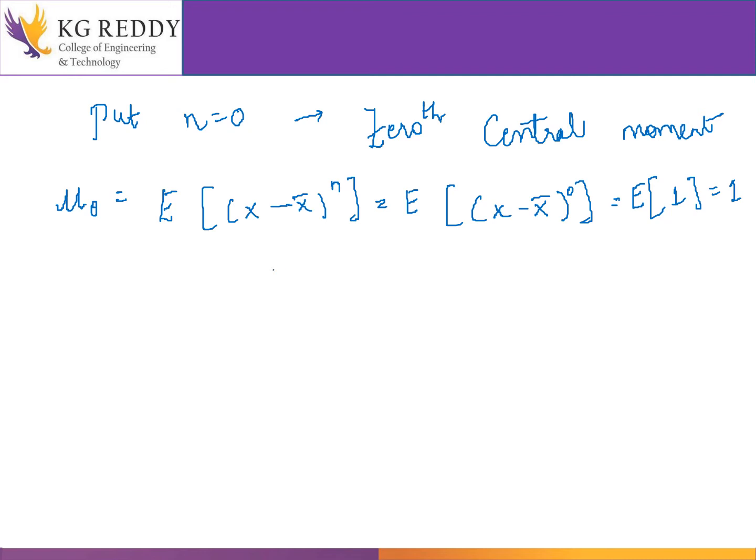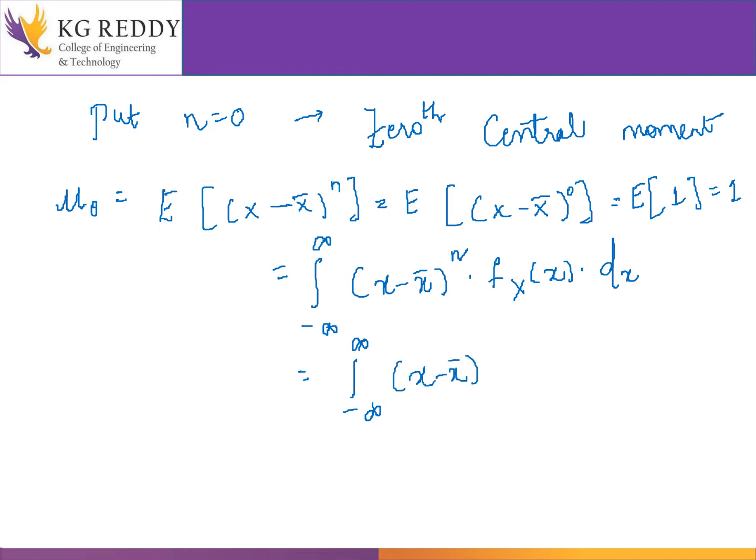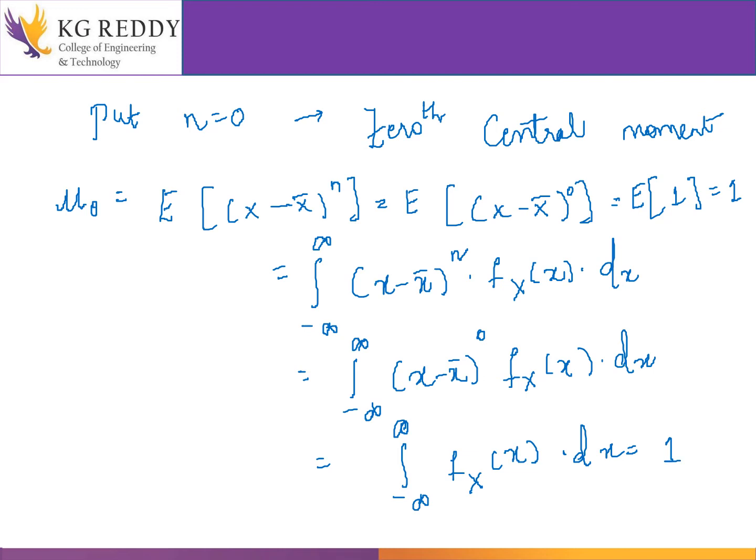Also you can elaborate this by writing the formula, that is integration from minus infinity to infinity of x minus x bar raised to n, fx of x into dx. Now I'll put n is equal to 0 here. So this is raised to 0, fx of x into dx. I'll be left with only the integral from minus infinity to infinity of fx of x into dx. So the complete density function value from minus infinity to infinity will be equal to 1. So I can say the 0th central moment is equal to 1. In the same way, if I put n is equal to 1, then I'll be getting the first central moment.